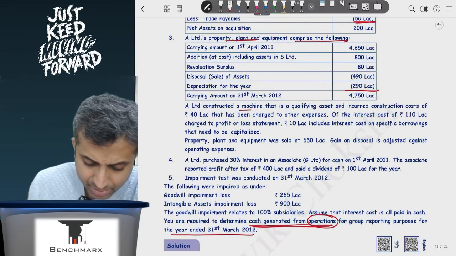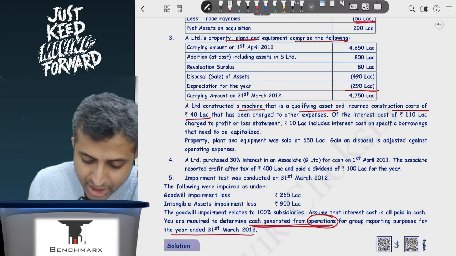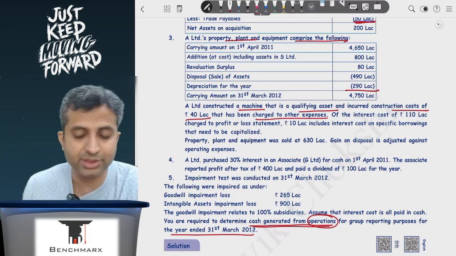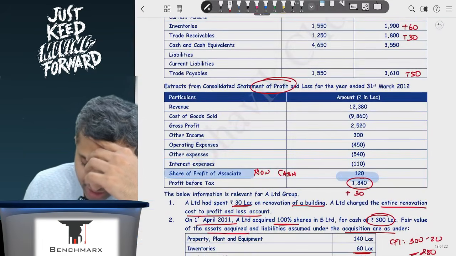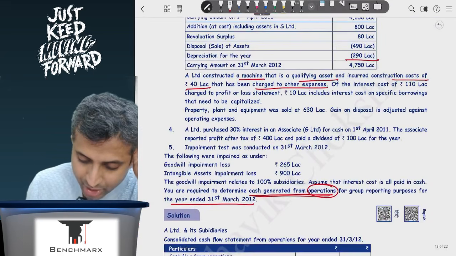A constructed a machine that is a qualifying asset, and the incurred construction cost of 40 lakhs has been charged to other expenses. Now this is a construction cost; it cannot be charged to other expenses, it has to be capitalized along with the asset. So plus 40, your profit is wrong. You'll have to first rectify it.